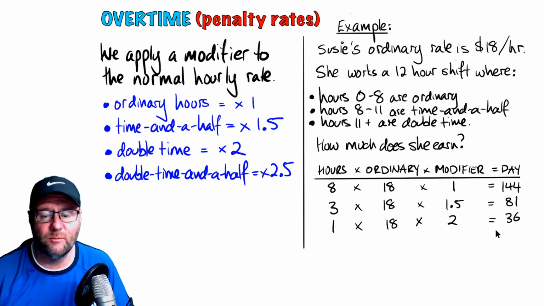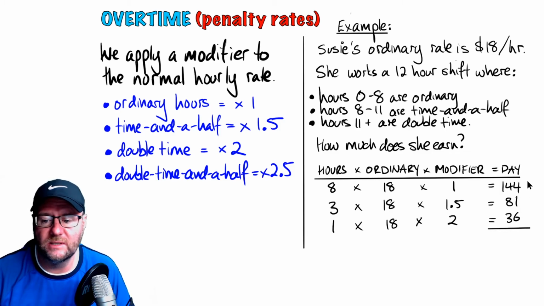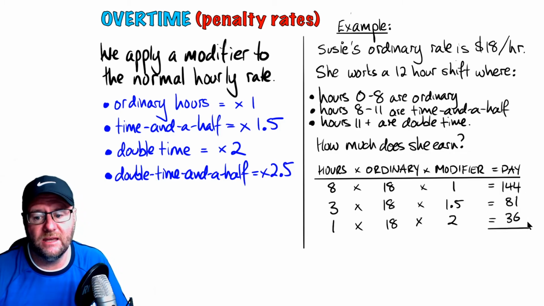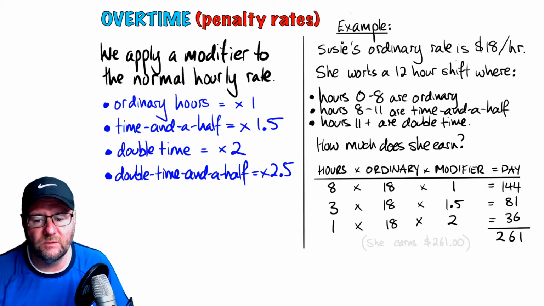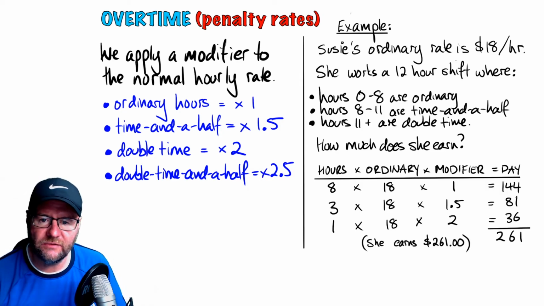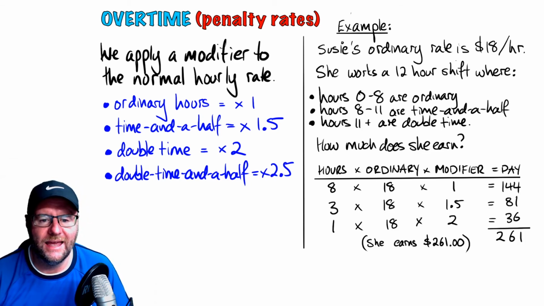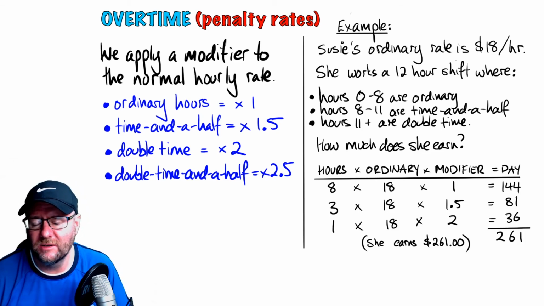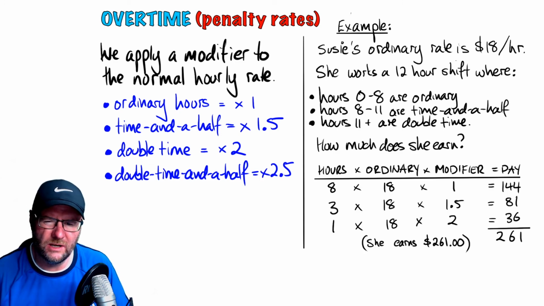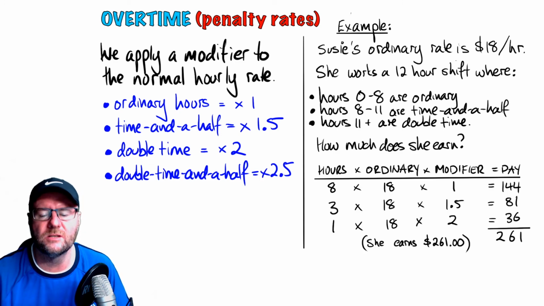Now, to work out her pay for the shift, all we do is take these values and add them together. Comes to be $261. So for that shift, Susie earned $261. It included some ordinary time, some time and a half, and a little bit of double time. And that is basically it. That's how we can lay out a table. It's a really nice way just to get your thinking sorted by just saying, all right, we're going to do this, then this, add them all together, and you're gold.